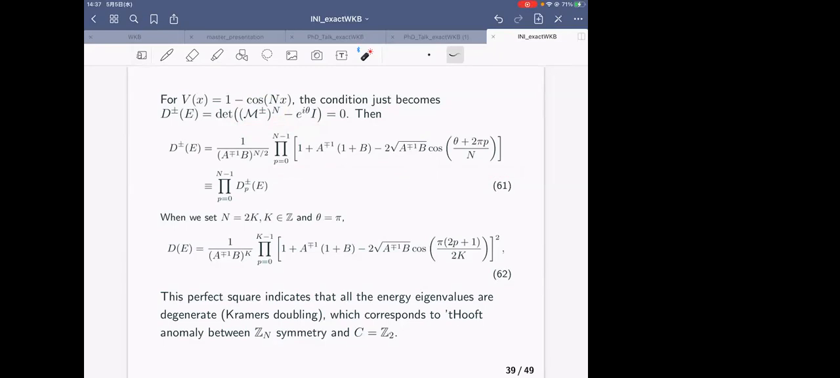Importantly, when we set theta equal to pi and n equal to 2 times an integer, then the result becomes like this. This perfect square indicates all energy eigenvalues are degenerate, or you can say Kramers doubling. This is nothing but the phenomenon from the two-fold anomaly of the symmetry and charge conjugation. So we can analyze such properties of anomaly from the Exact-WKB method.